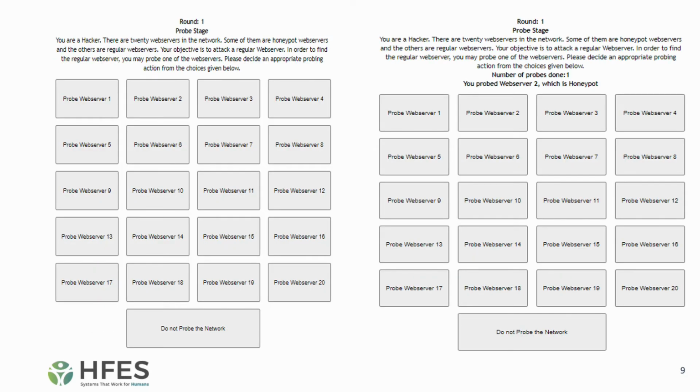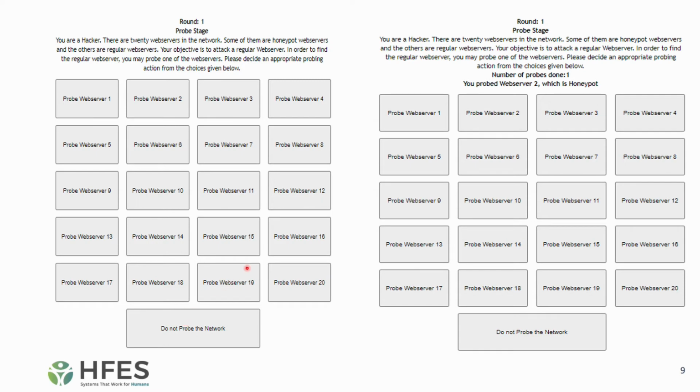So this is the user interface of how our DG looks. This is from the DG 2055, where five of the 25 web servers are honeypot web servers, while the remaining are regular web servers. They were given some instructions about the deception game, and along with this they had to probe one of these 25 servers, and they also had the option to not probe and directly proceed.